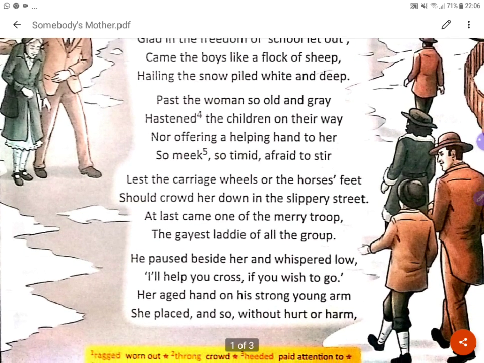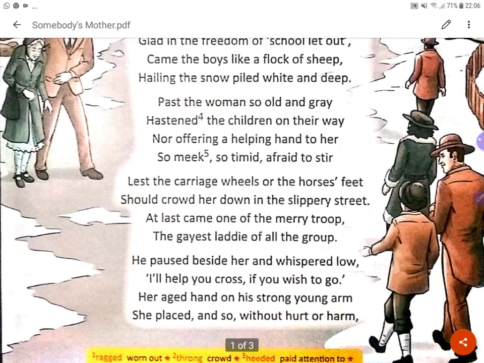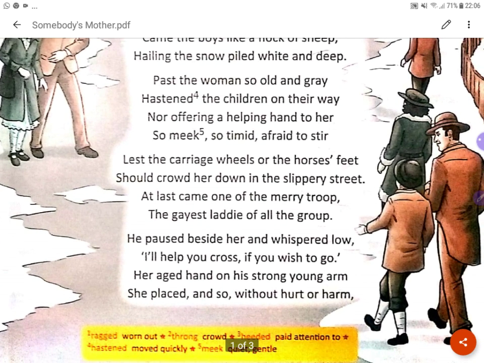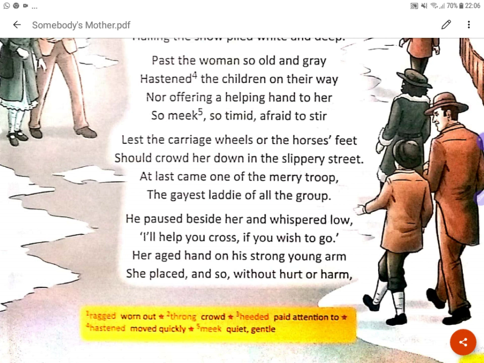Now let me read the next para for you. Lest the carriage wheels or the horse's feet should crowd her down in the slippery street, at the last one of the merry troop, the gayest lady of all the group, the gayest lad, it's not lady, it's lad, of all the group, he paused beside her and whispered low, I'll help you cross if you wish to go.